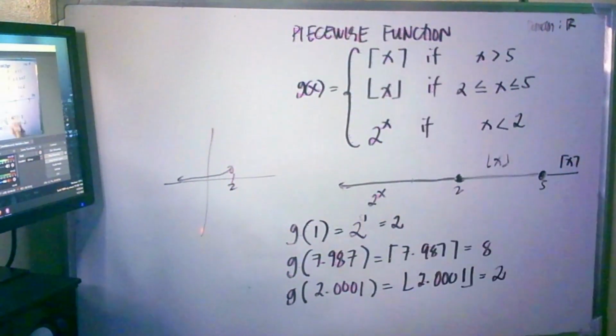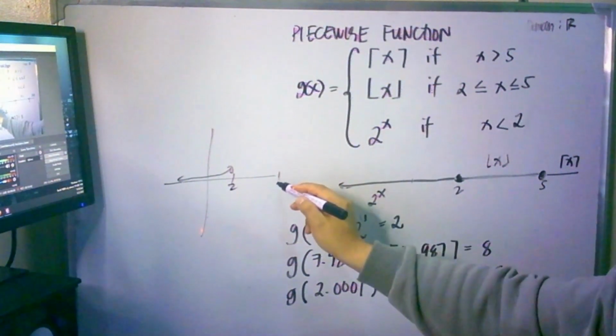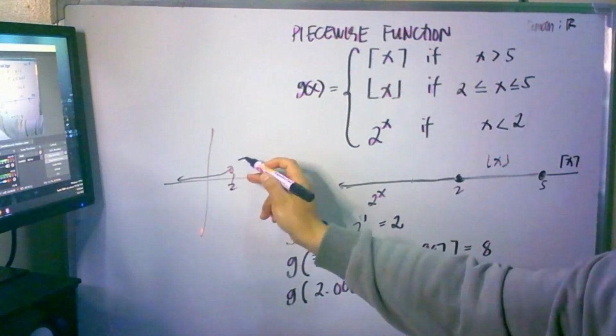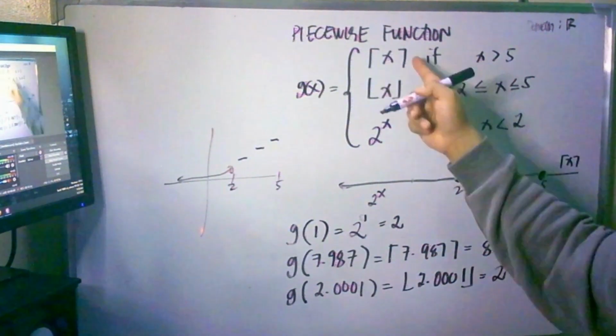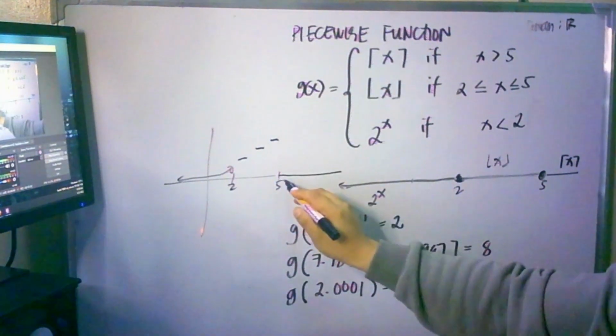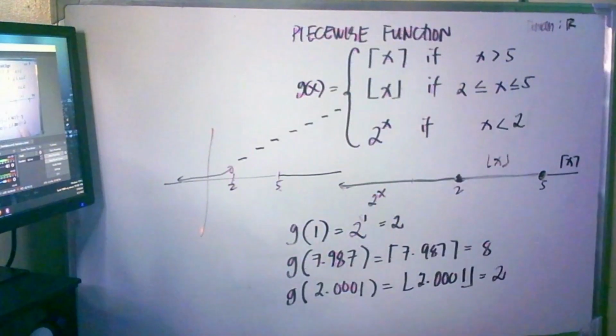How about the step function? Let's start with the floor function. So between 2 and 5. Siyempre, yung makukuha natin dyan ay yung mga step natin. And then ganun sa first function, first piece for x greater than 5. Step functions pa rin yung makukuha natin dyan.